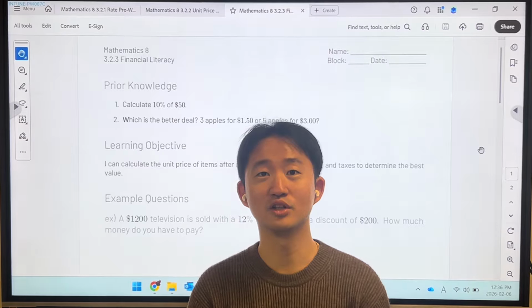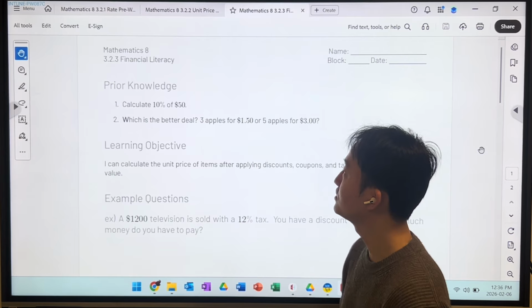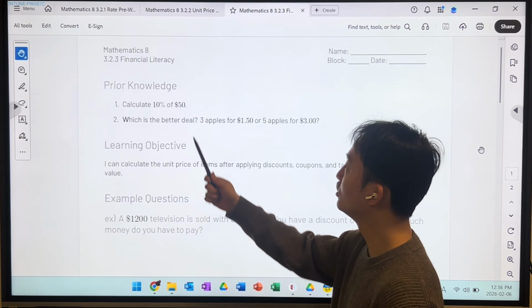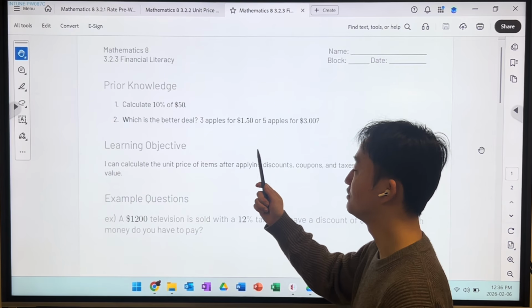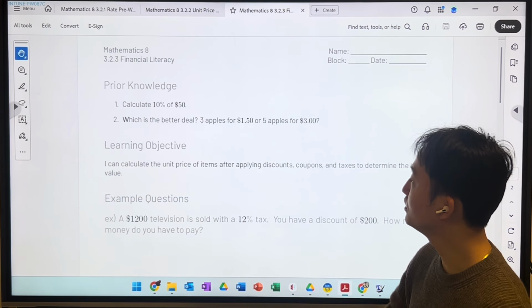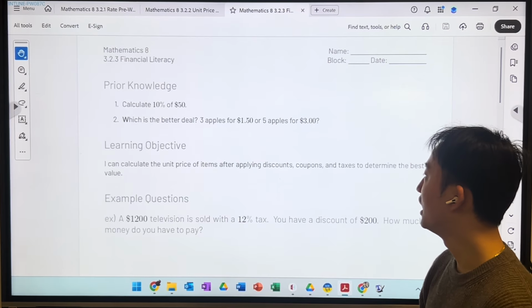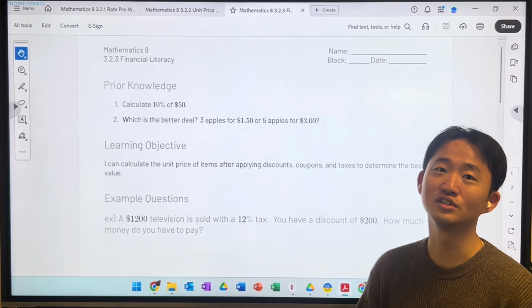In this video, we're going to learn about financial literacy. Before we start, there is some prior knowledge that you should have. You should know how to find the percentage of a number. You should also know how to find the best buy of two different products. After this video, you'll be able to calculate the unit price of items after applying discounts or coupons and the taxes to determine the best buy.